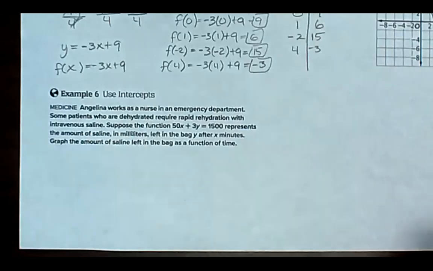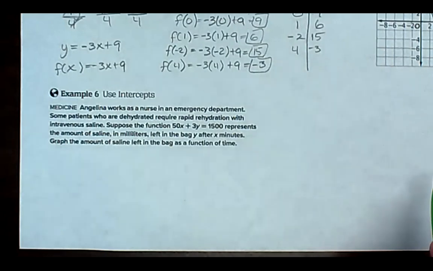And to see how this is used in a real world scenario. Angelina works as a nurse in an emergency department. Some patients who are dehydrated require rapid rehydration with intravenous saline. As you can see, I've never said that word before. Suppose that the function 50x plus 3y equals 1500 represents the amount of saline in milliliters left in the bag y after x minutes.